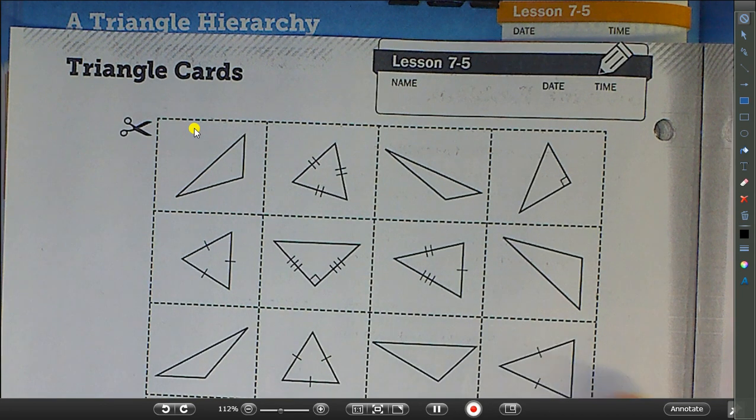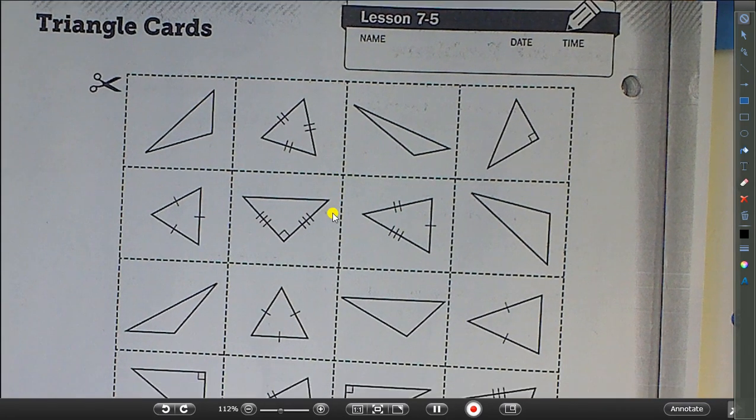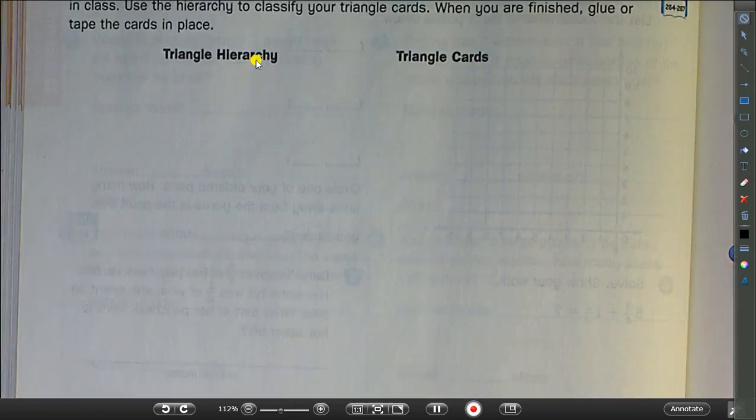So what we're going to do here is look at all of these triangles. We're going to try to come up with a category for them and some subcategories based on things that we see. And we're going to focus on the lengths of the sides. So if you haven't had a chance to look at these yet, you might want to pause the video. You can either look at them on the screen or go grab your sheet. All of these are triangles. They're all three-sided shapes. So when we look at the book, we see where it says triangle hierarchy. So that's what we're going to start with. We're just going to write triangle.